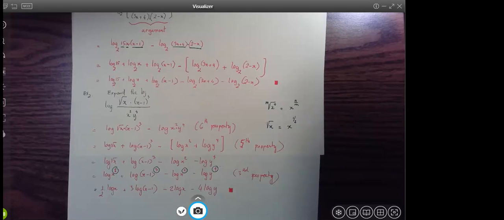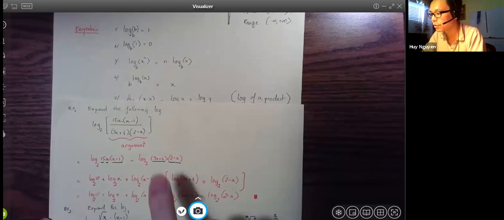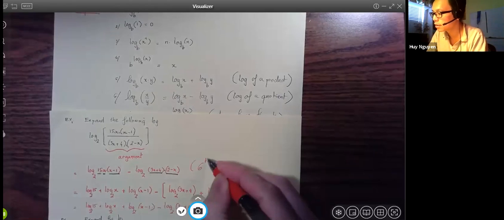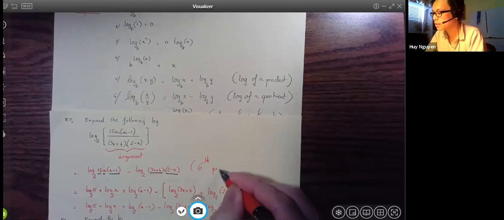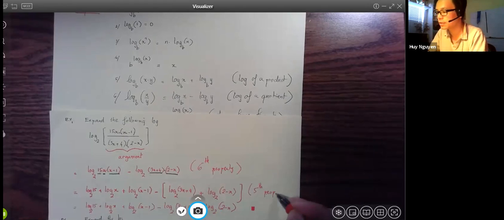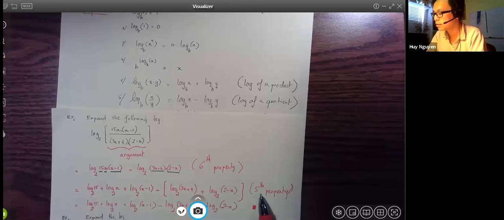Excuse me. If you don't mind, can you go over which properties we did for the first example real quick? Okay. So this is the sixth property. And this is the fifth one. So this is the fifth one for each log here. So you have to apply the fifth property over here twice. Same thing over here, you have to apply it twice.